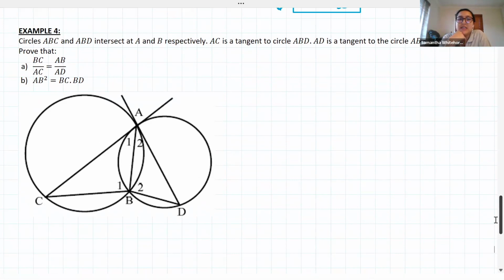AC is a tangent to circle ABD, so tangent to the smaller circle on the right, and AD is a tangent to circle ABC, the slightly bigger circle on the left. Prove that. I'm not even going to stress about proving anything just yet. Let's just understand what we have going on.